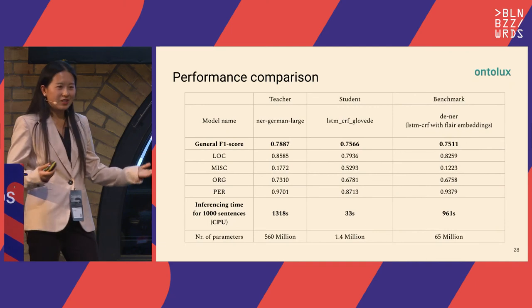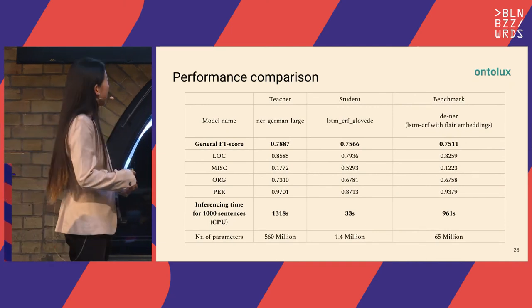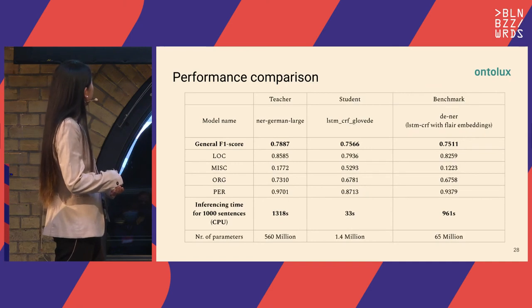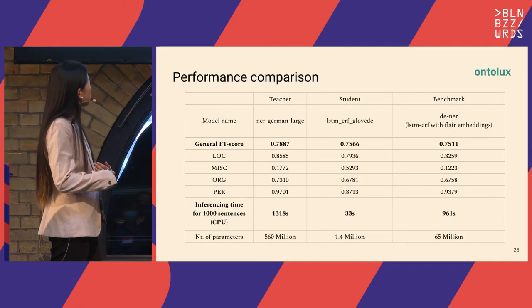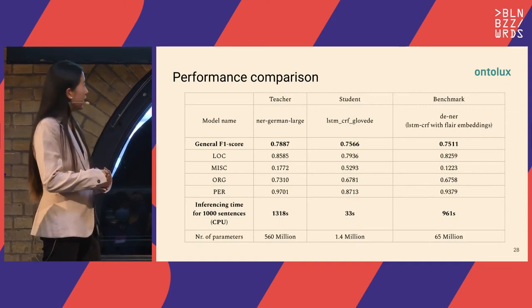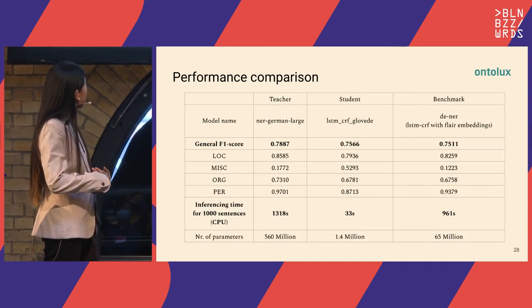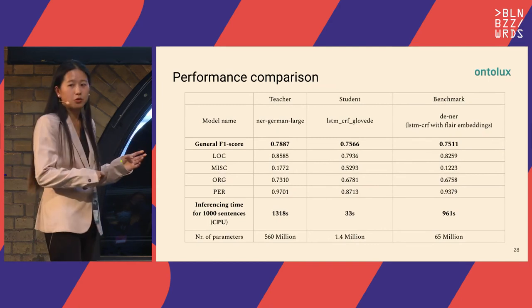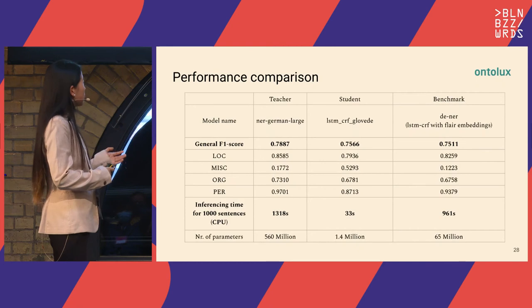So after all the considerations, we trained our model, and we have this nice table which shows the result of our student model, which is not bad. We have an average drop of performance around 3%. However, the inferencing time is almost 40 times as fast as the teacher model, which is a good result.